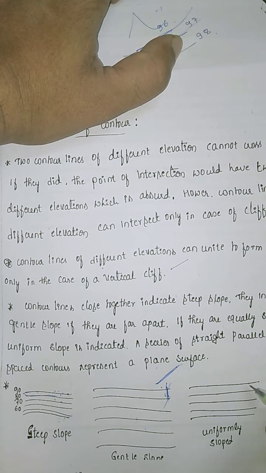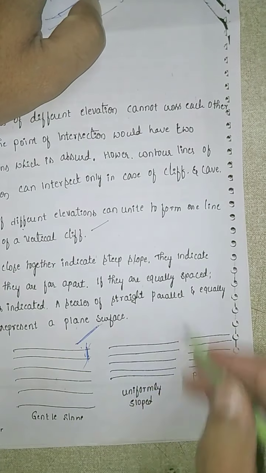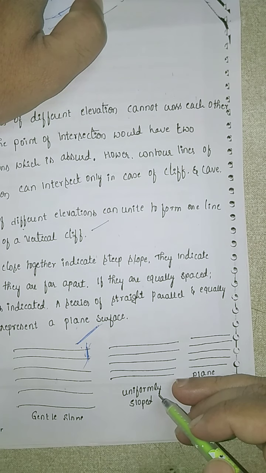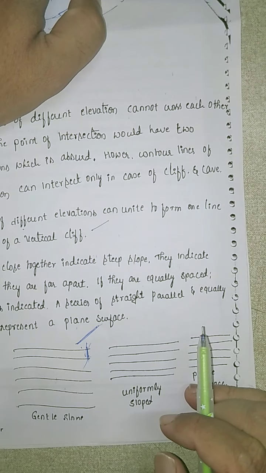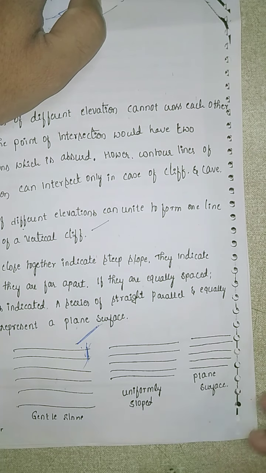If they are equally spaced, uniformly spaced like this, then they indicate a uniform slope. Straight, parallel and equally spaced contours represent a plane surface.